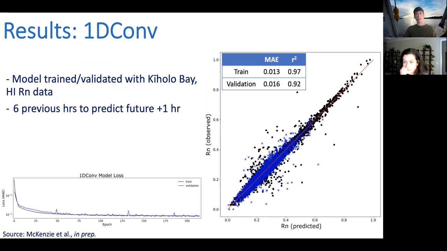So now I will talk about the second model, the 1D convolutional model. As a reminder, this one was trained and validated with data from Kiholo Bay and uses values of water depth, temperature, salinity, and radon from the previous time steps to predict all of these parameters at future time steps. So here I'm showing the results from Kiholo, where we used the previous 6 time steps to predict 1 hour in the future. And as you can see from the plots, the model performs quite nicely. The observed and predicted data had an R squared of 0.97 and 0.92 for the training and validation sets respectively. And the loss curve once again demonstrates the model is a good fit for the data.